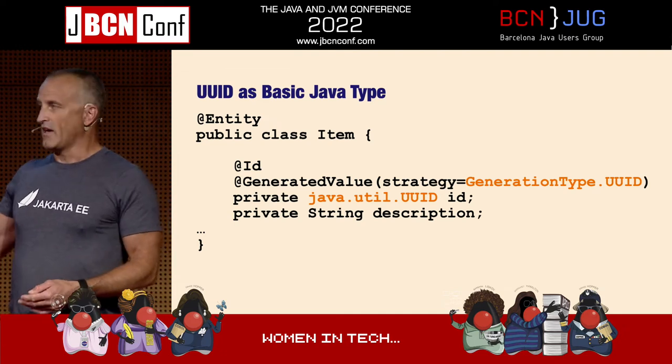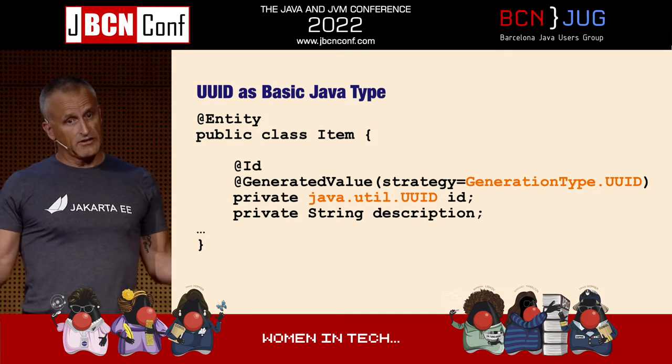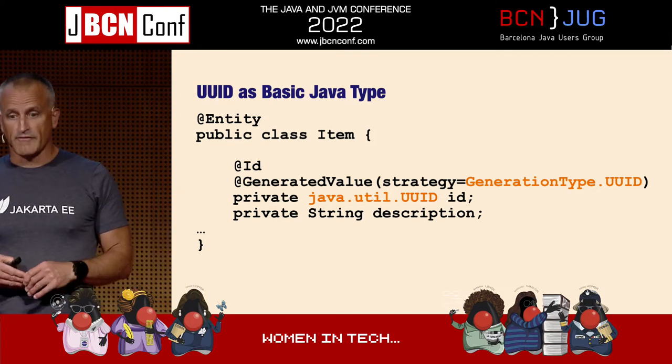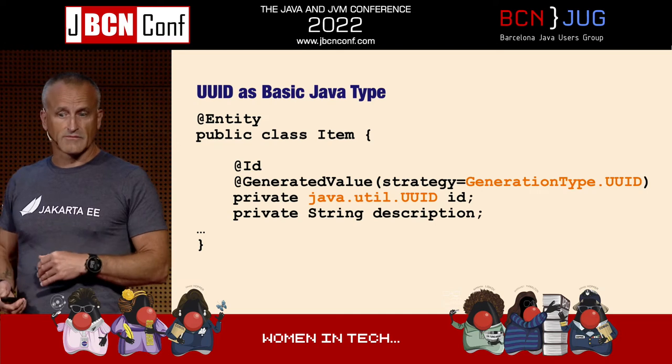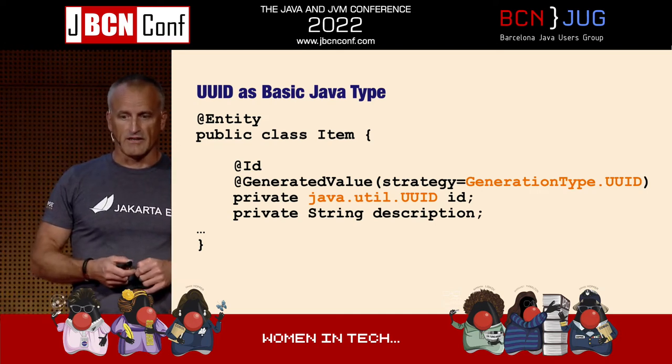And this is an example of how you can use it if you use it for your primary key. Whether that's a good idea or not is up to you to decide, but you can use it in other fields as well. But as you can see, you can use java.util.UUID directly in your entity.